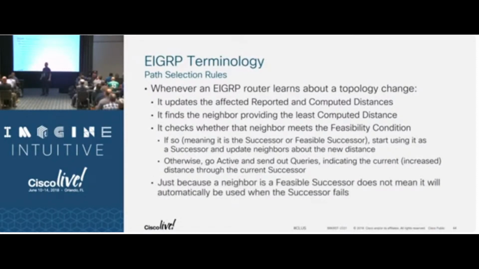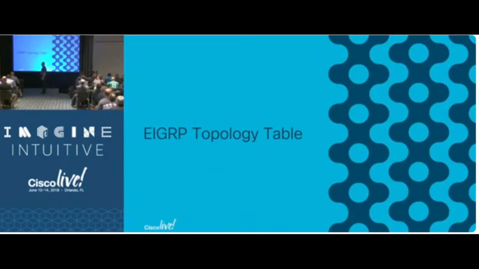Just because a neighbor is a feasible successor doesn't mean it's always going to be used. It might be used if we're thinking about fast reroute, but in normal EIGRP mechanism, we need to test. We need to go and test if the neighbor that provides the least distance could be used. This having said, let's look at the topology table and the data that's there because it's going to be using all the terminology we've just gone through.